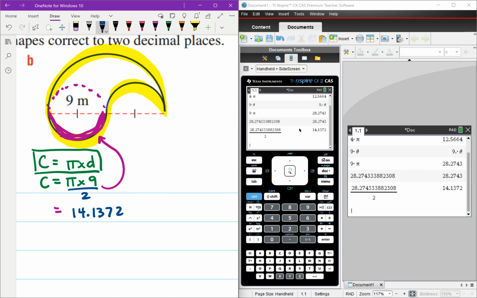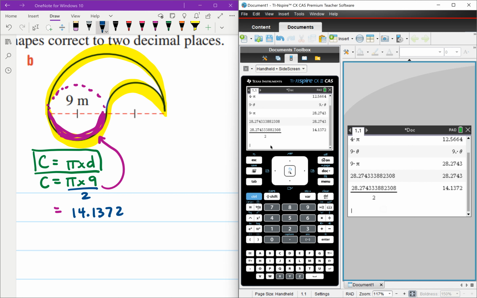So how do you avoid doing this? I want you to type it all in one go. Okay, so your answer has to be exactly like mine. It should be 14.1372. If you're not getting that, you're doing it wrong. Okay, so how should you do it?